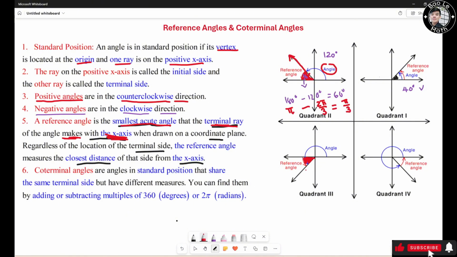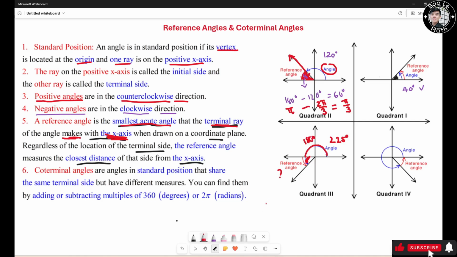Alright, now if the reference angle is right here, and suppose the angle is 225 degrees, right? Then we need to find the measure of the reference angle right here, right? So we know that this angle 225 right here equals the reference angle right here plus 180 right here, right?